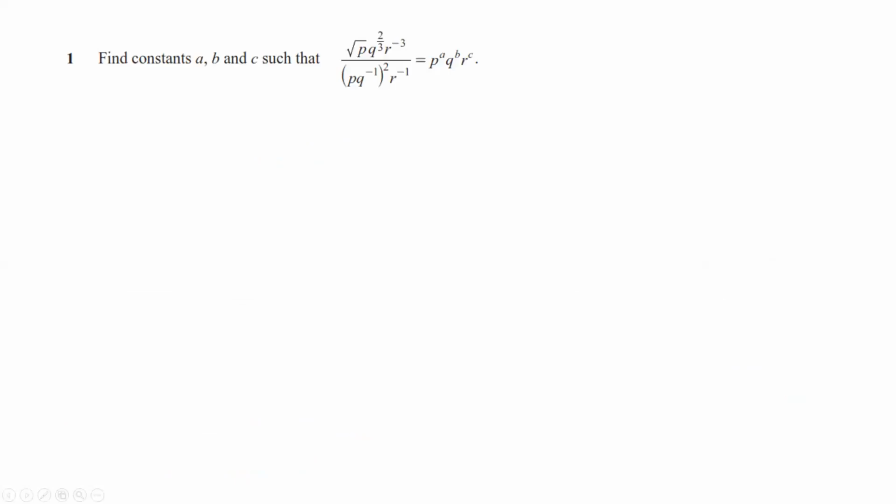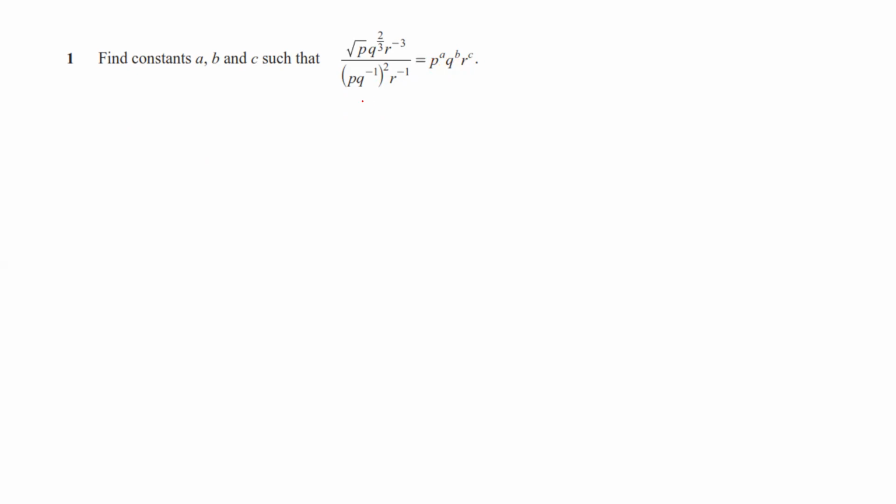Question number 1 says find constants A, B, C such that (square root of P, Q power 2 by 3, R power minus 3) divided by (P Q power minus 1) whole square, multiplied by R power 1, simplifies in terms of P power A, Q power B, and R power C. We have to find the values of A, B, and C. So let's start solving it.